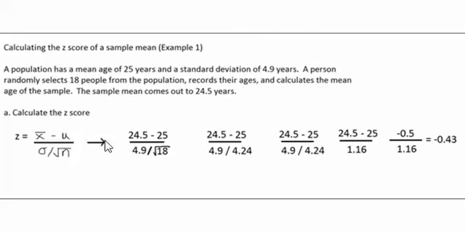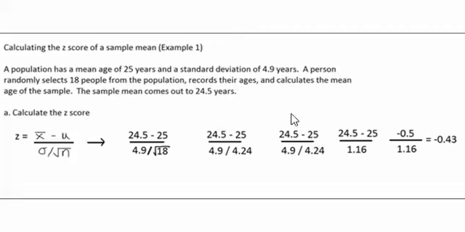So we take 24.5, our sample mean x bar, we subtract the population mean of 25, and we divide by the standard error, which is the population standard deviation over the square root of the sample size. These four numbers are all provided up here. The first step is getting the square root of 18, which is 4.24. Then we divide 4.9 by 4.24, and we get 1.16. Next, we subtract on top, and we get negative 0.5. And we divide, and we get negative 0.43.